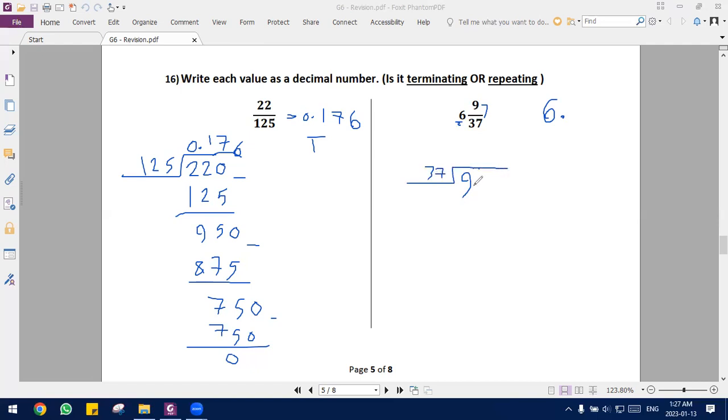Now 9 divided by 37, we can't. So let me put 0 point. And we add 0 to here. 90 divided by 37 is 2. 2 times 37 is 74.